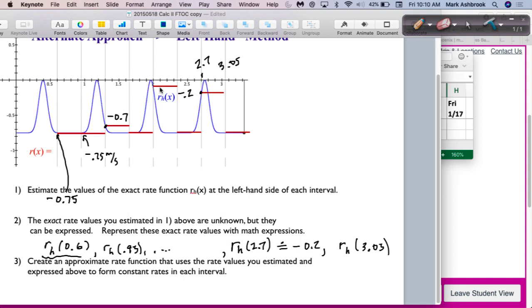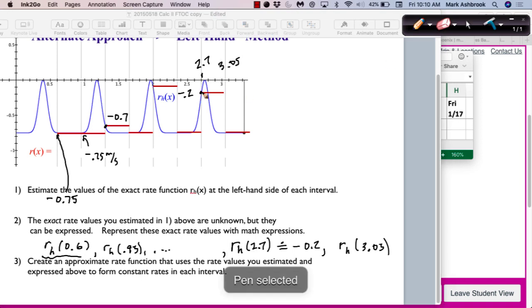Okay, tell me what the exact value of this rate is right here. How could you express the exact value of this rate? Tell the person next to you. I'm going to express the exact value of that rate of change. Did you guys get it? How about one of you guys? What would the exact value of that rate be? Do you have an idea?